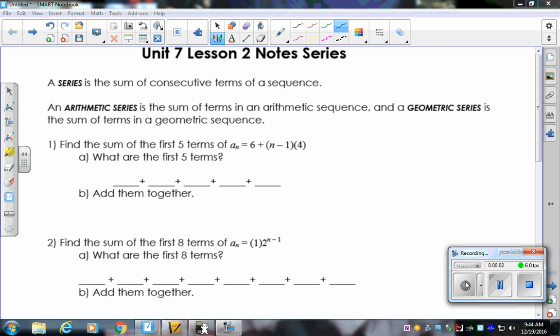Right, and this is the second lesson in Unit 7, working with series. Make sure you watch Lesson 1 if you were not here in class for that, because you need to know about sequences in order to move on to series.